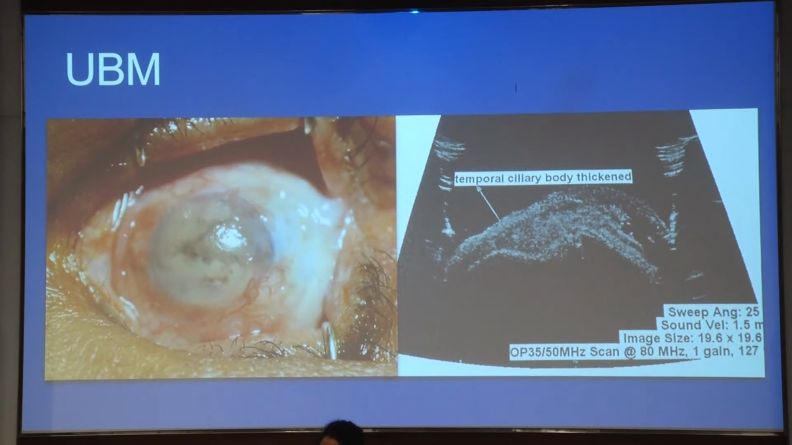So a UBM is helpful in such cases. You see the ciliary body is thickened. So basically this was a squamous cell carcinoma which had gone inside, invaded the ciliary body, and the cells were seen in the anterior chamber. Now such patients would require a more radical treatment. The eye had to be removed, of course.